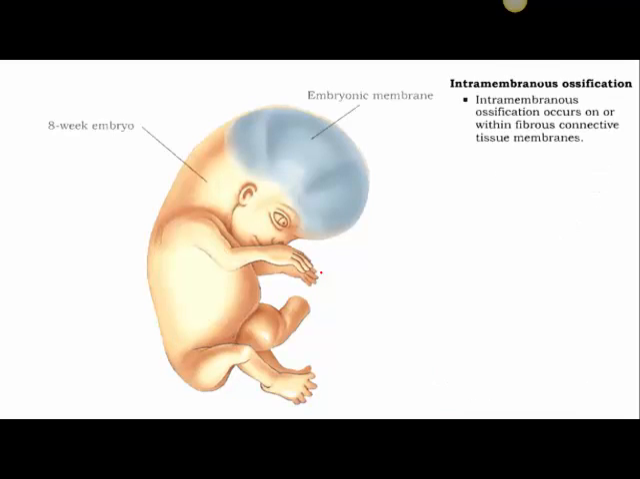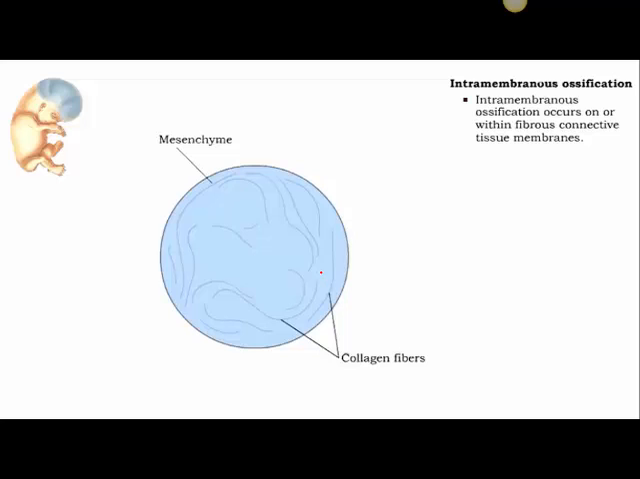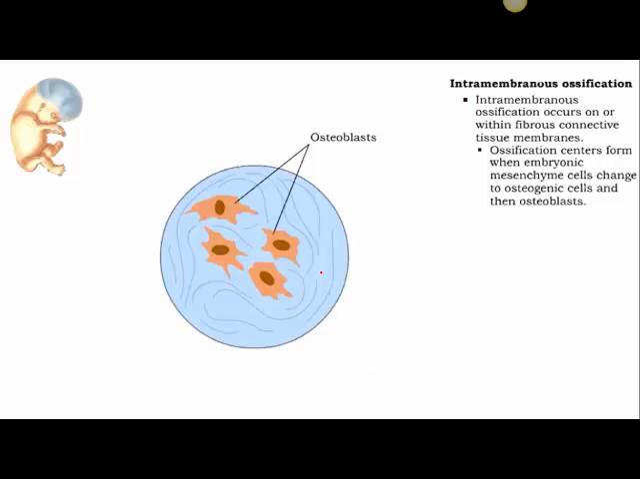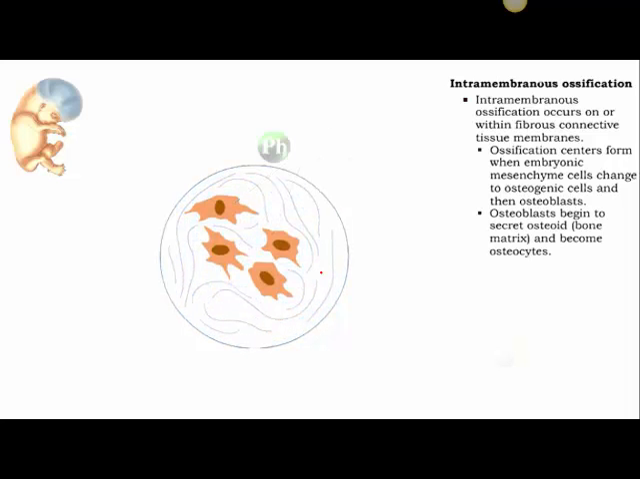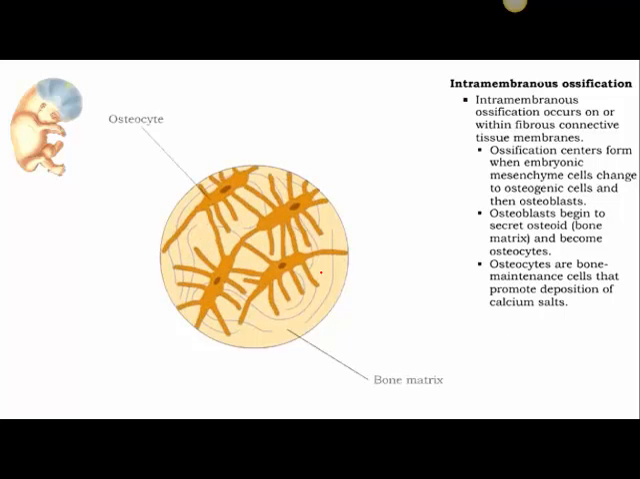During intramembranous ossification, bone is generated on or within fibrous connective tissue membranes. As the process begins, mesenchymal cells differentiate into osteoblasts in regions called ossification centers. The osteoblasts secrete osteoid or uncalcified bone matrix. Over a few days, osteoblasts become osteocytes, and calcium and other mineral salts are laid down, hardening the matrix.